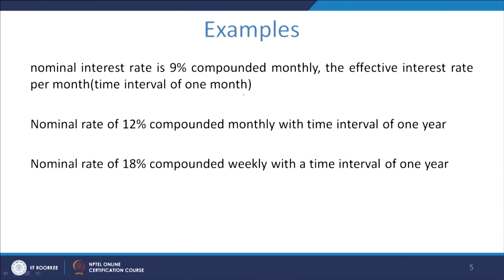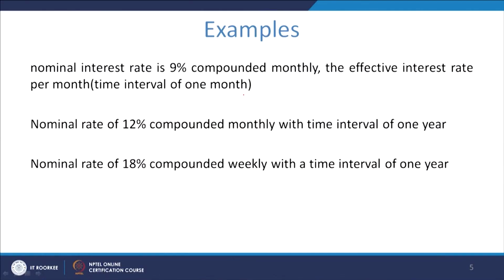Next we can have the question. Next is a nominal rate of 12% compounded monthly with a time interval of 1 year. We have already done it. We have seen that it is 1 plus 0.12 by 12, raised to the power 12, minus 1. So, it becomes 12.68%. Next, we have a nominal rate of 18% compounded weekly with a time interval of 1 year.